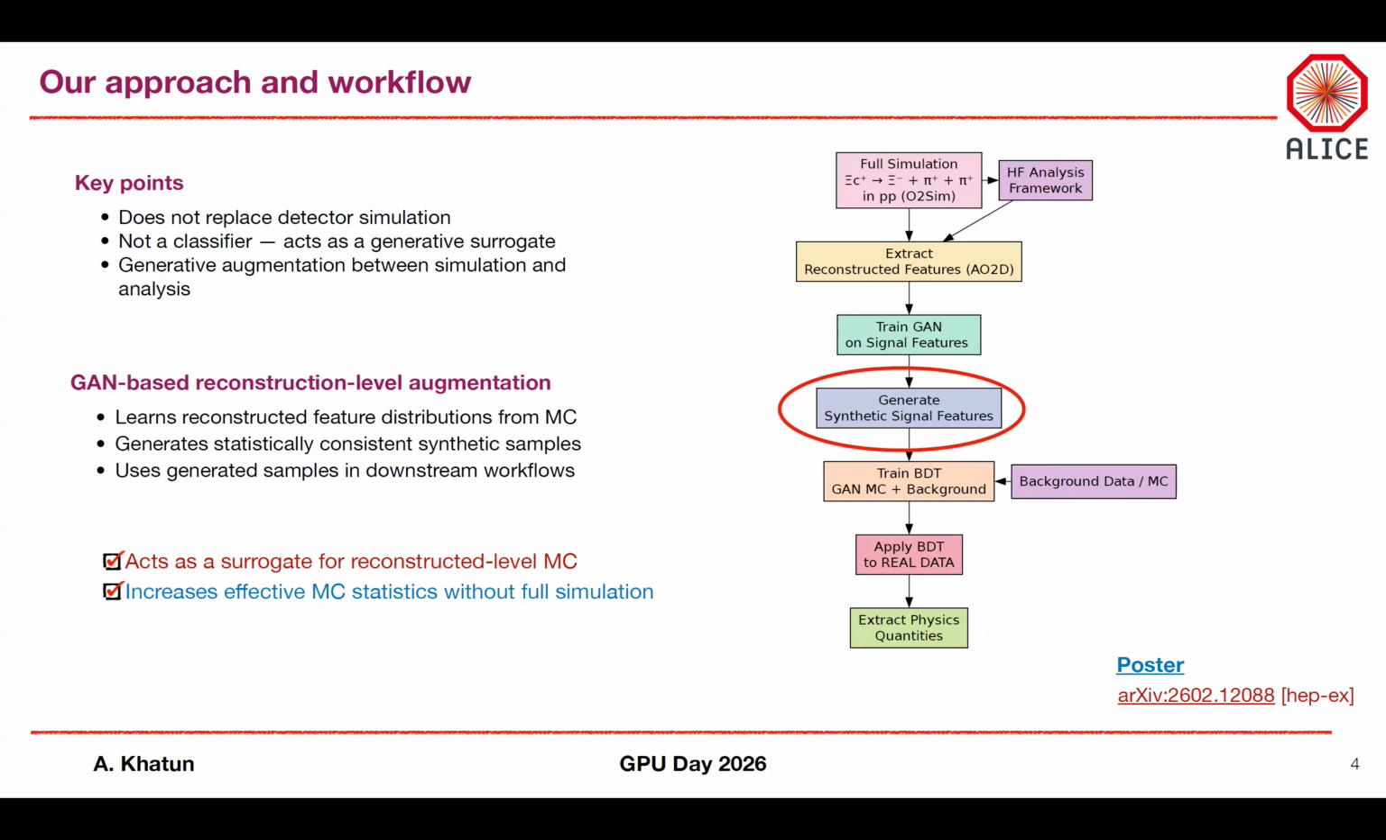We take the reconstructed features for this particle, train the GAN on the signal features, and produce synthetic signal. But only producing synthetic signal is not enough. We have to make sure this produced synthetic sample is actually meaningful and can be used for physics. Basically, GAN acts as a surrogate for reconstructed level MC, increasing MC statistics without full simulations. But we don't want to replace the detector simulation, and it's not a classifier itself. It's in between these two parts.